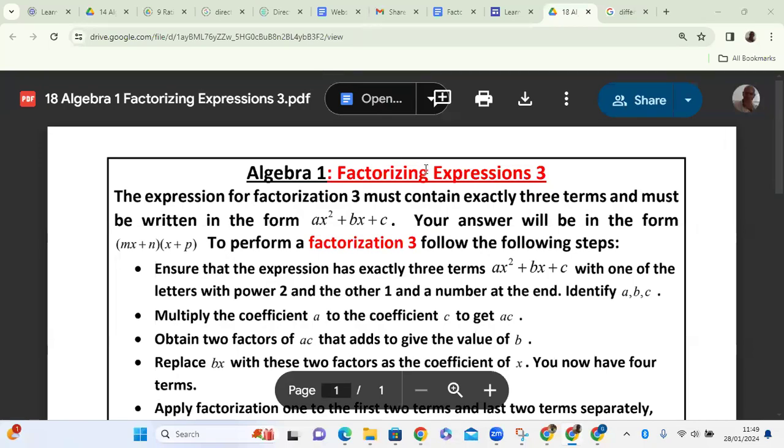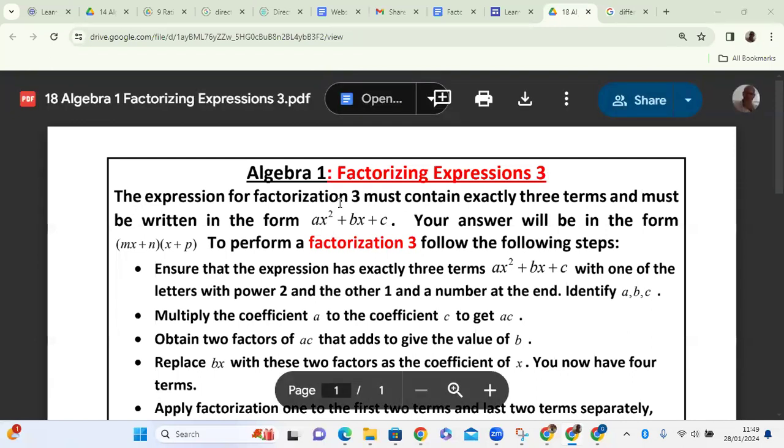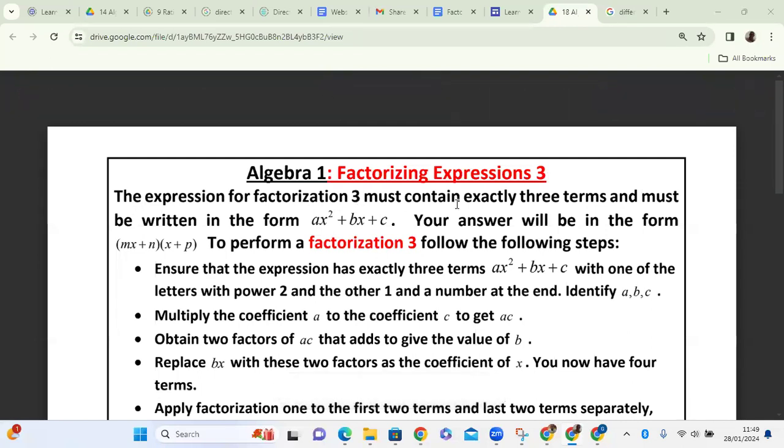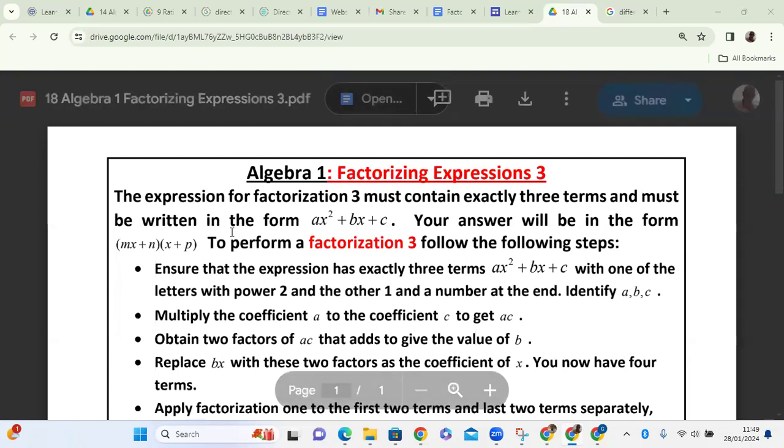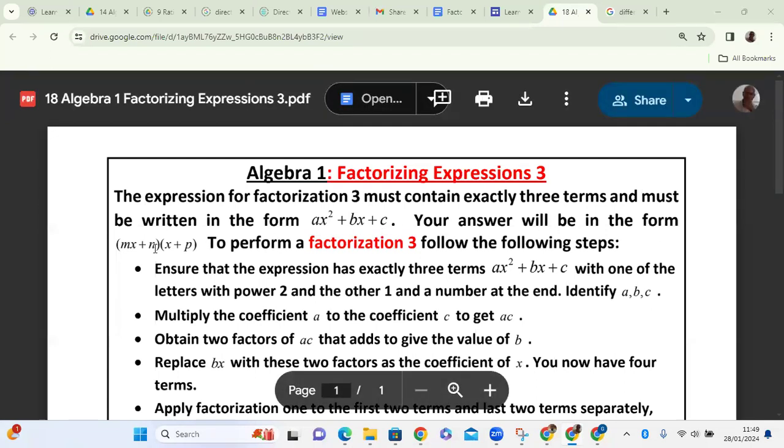Algebra 1, factorizing expressions 3. The expression for factorization 3 must contain exactly 3 terms and must be written in the form ax squared plus bx plus c. Your answer will be in the form (mx + n)(x + p).